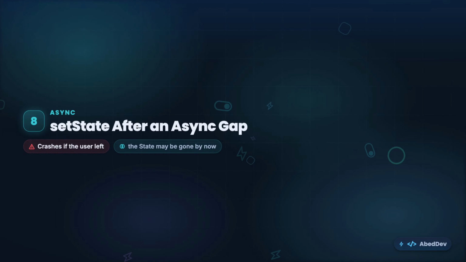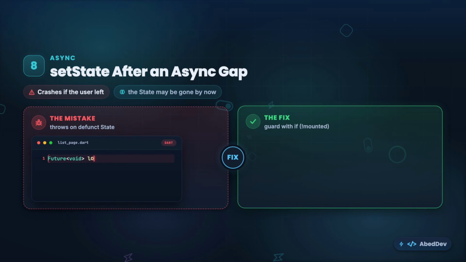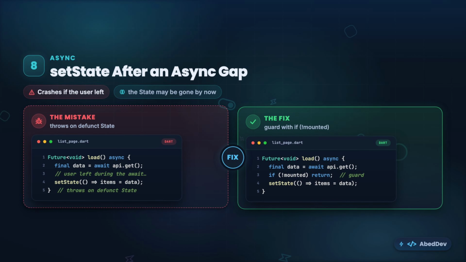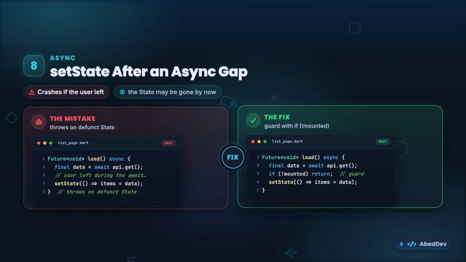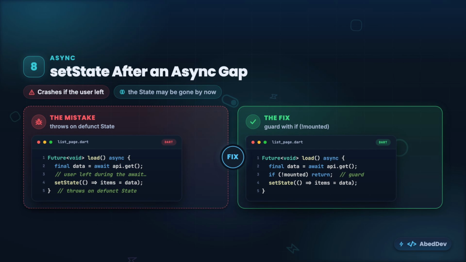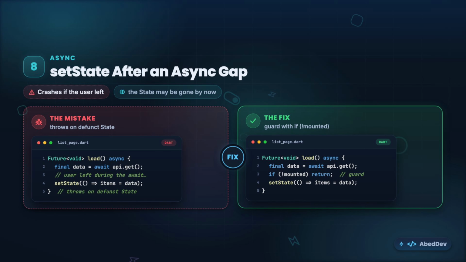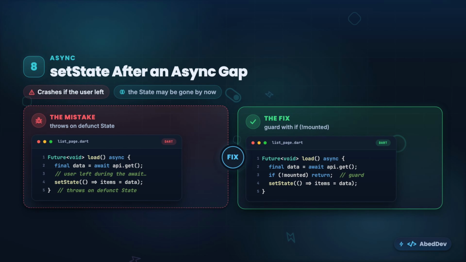Number 8. Calling setState after an await. You fetch data. The request takes a second, and in that second, the user backs out of the screen. Your await resolves. You call setState on a state that's already gone, and it crashes. The fix is one line after every async gap. Check if not mounted, then just return. Before you touch setState, guard first, then update.